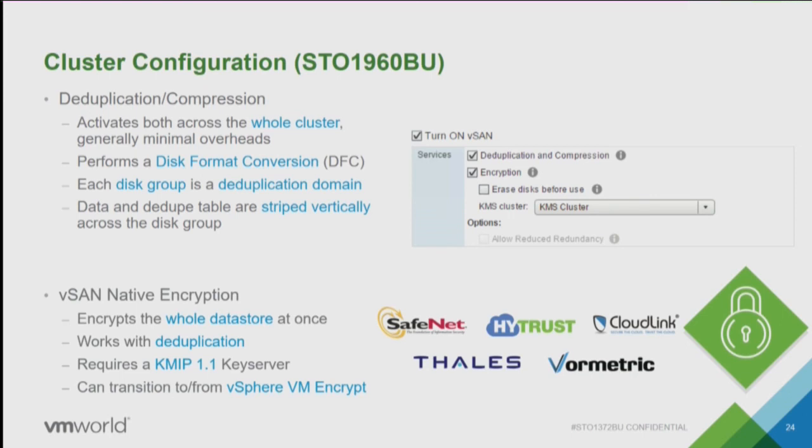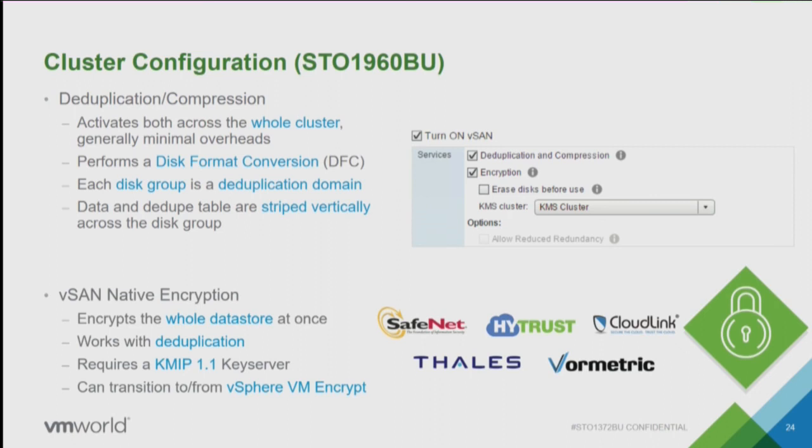STO1372BUR, deep dive, vSAN native encryption. We love vSAN native encryption, right? Currently, we've got the VM encryption too. That's hypervisor level. It's storage agnostic, right? But you don't get dedupe and compression. But with vSAN data at rest encryption, you would encrypt the entire datastore, right? It works with deduplication and compression.